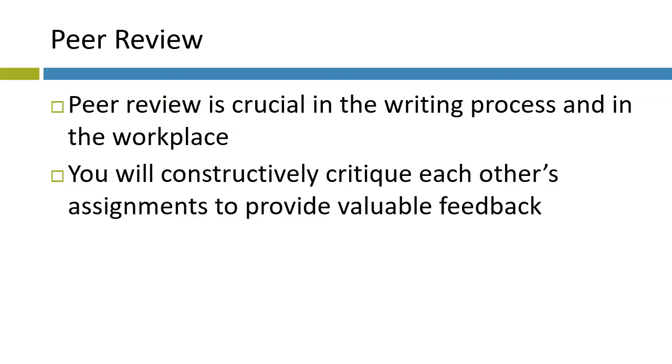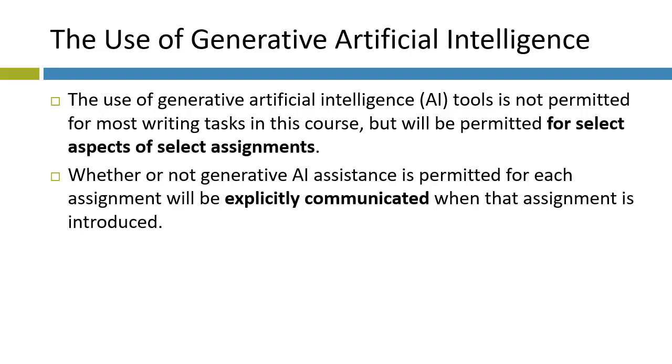What we have learned about peer review in the writing process is that people's writing skills improve when they have the opportunity to receive and to give peer review. So there will be a couple of different occasions at least where you will be providing constructive feedback to one another in class. I need to speak briefly here about AI.